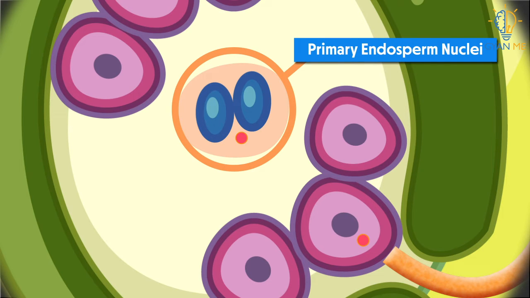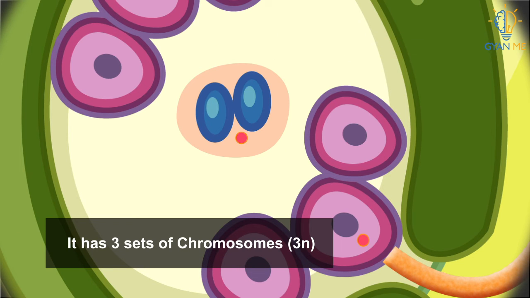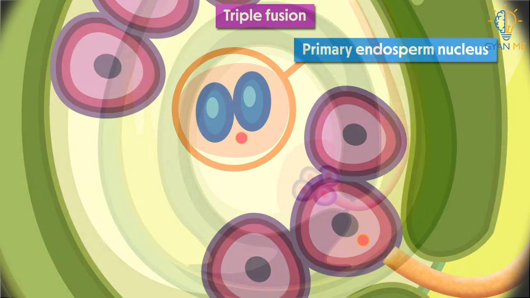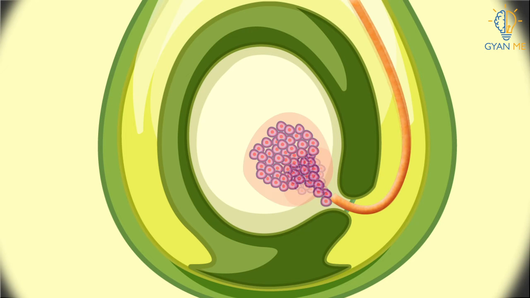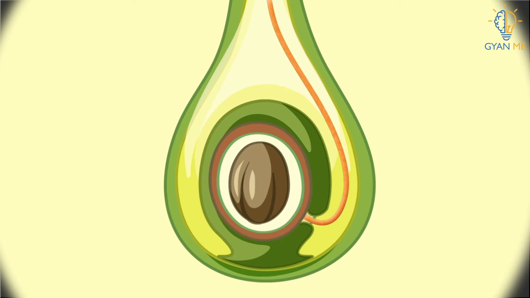Now observe here that this structure is triploid. That is, it has three sets of chromosomes represented as 3N. One from male germ cell and two which were already present in the nuclei. And hence it is called as triple fusion. Note here that primary endosperm nuclei does not degenerate but develops into endosperm fluid, which is the nutritive fluid for the developing zygote into embryo.